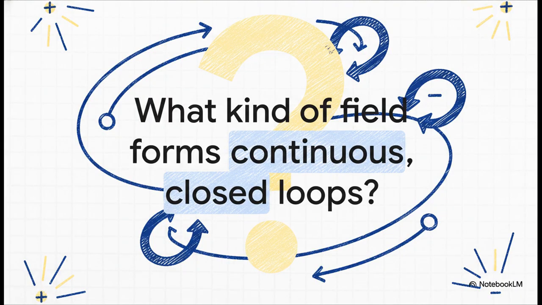And you know, that last rule leaves us with a really fascinating question to chew on. We've just established that these electrostatic field lines have clear beginnings and endings on charges. So, what kind of field out there does create lines that are continuous closed loops? What kind of force has no beginning and no end? It's something to think about.